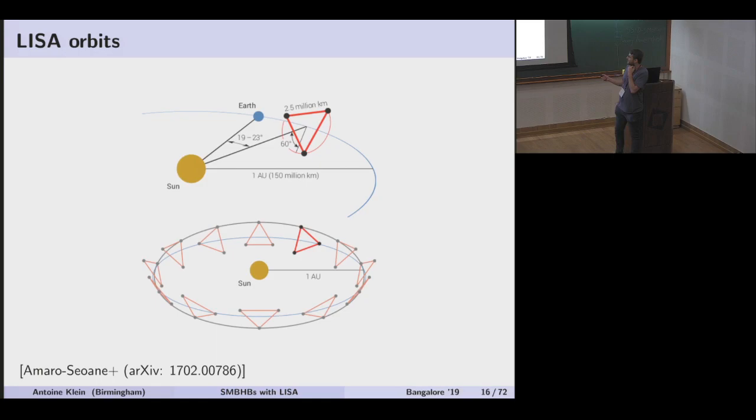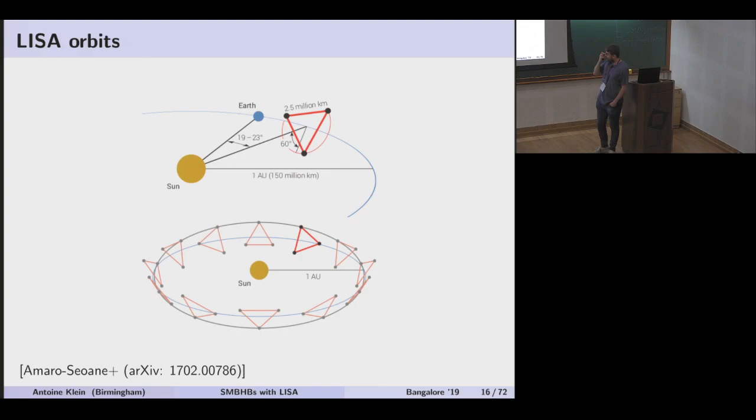Here it says it's chosen 19 to 23 degrees. This choice is made so that you want the constellation to be as close to the Earth as possible in order to facilitate the data transmission from the satellite to the Earth. But you want it to be as far away from the Earth as possible in order to reduce perturbations to the orbits from the Earth. So you have to optimize those two factors, and 20 degrees is good enough.